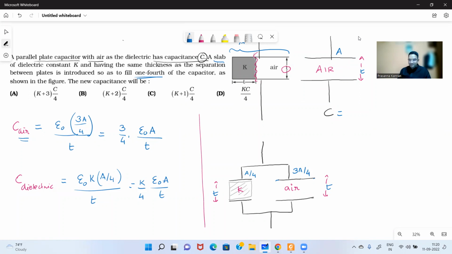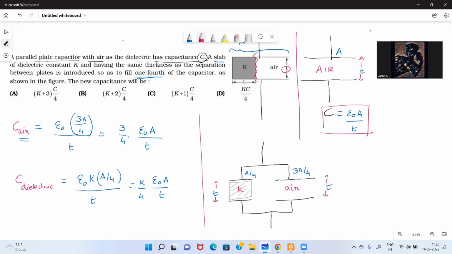Anybody else? 3/4 epsilon naught A by T? No, not 3/4. Just simply fully air filled for area A, then it is epsilon naught A by T. Yeah, epsilon naught A by D, but in this case, D is nothing but T. Are you able to understand? Yes, sir.